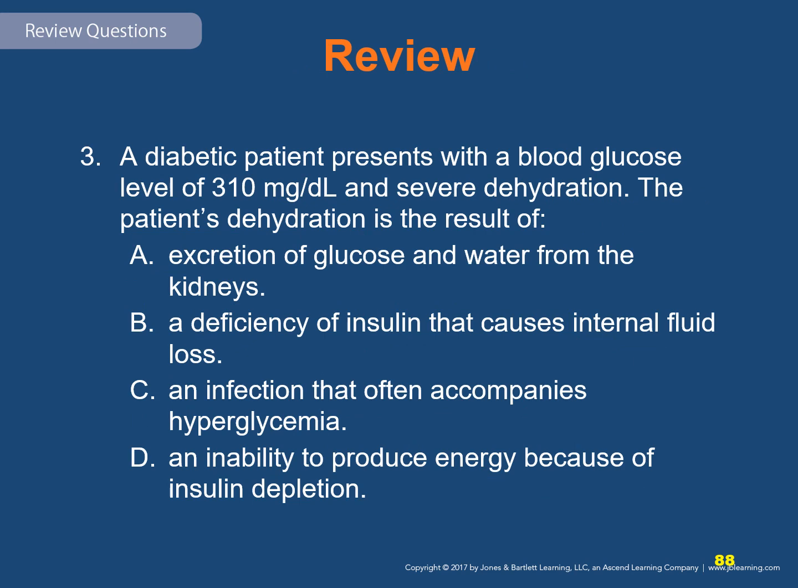Number 3. A diabetic patient presents with a blood glucose level of 310 milligrams per deciliter and severe dehydration. The patient's dehydration is the result of A, excretion of glucose and water from the kidneys, B, a deficiency of insulin that causes internal fluid loss, C, an infection that often accompanies hyperglycemia, or D, an inability to produce energy because of insulin depletion. If you paid close attention, you should get this one fairly easily also.